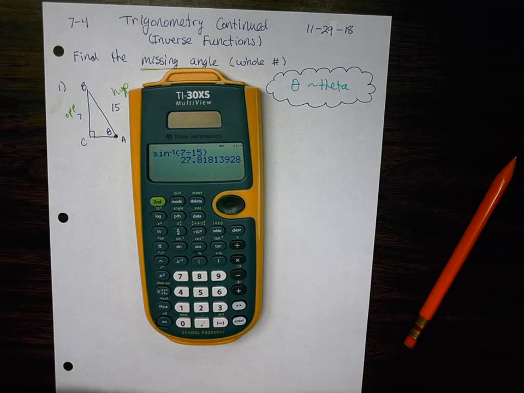Did you guys get it? 27.8181398? Yes. My calculator doesn't have a sine -1. Right above your sine key. No.